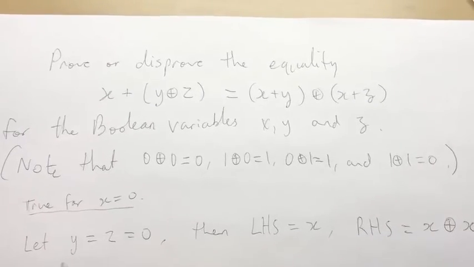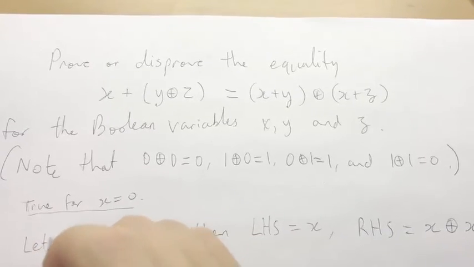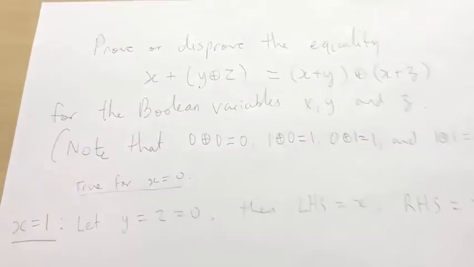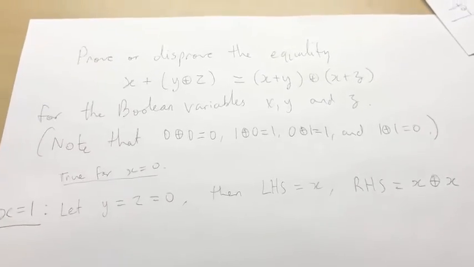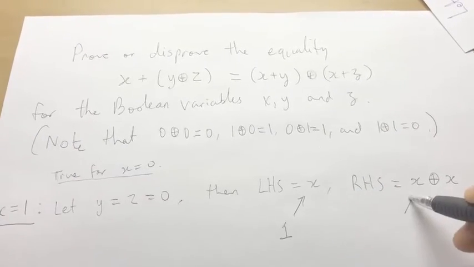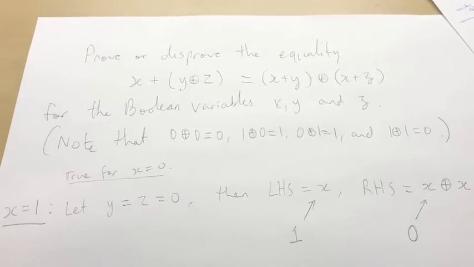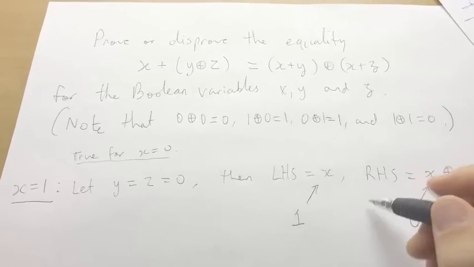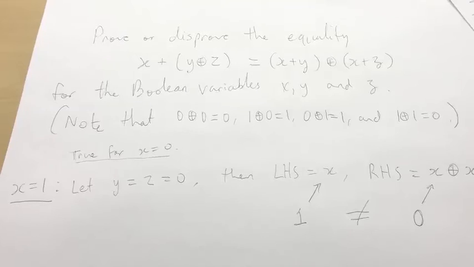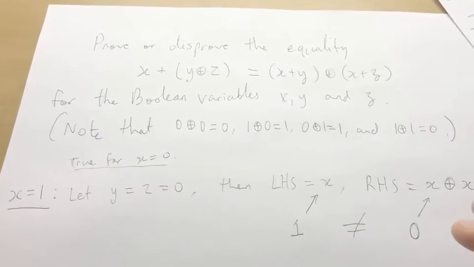Since we know it's true for x equals 0, we're implicitly letting x equals 1. Then the left hand side is 1. But the right hand side, we said that this was equal to 0 by the Boolean algebra. So these are not equal, and we basically disproved it. I guess it's not really the equality; it's more like the identity.